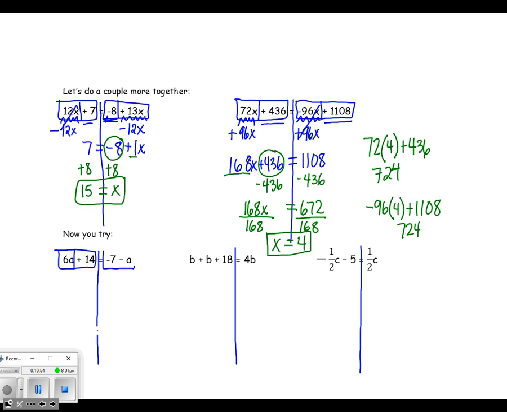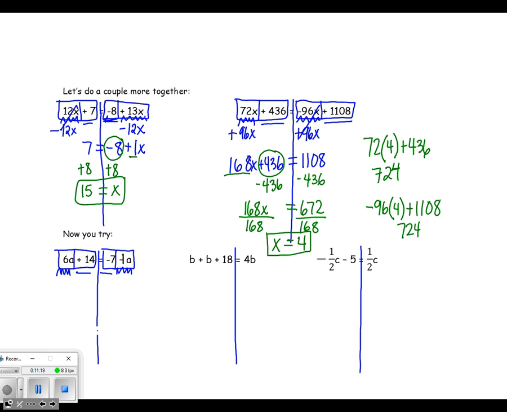6a plus 14, -7 minus what? Minus 1a. Don't forget that we have that secret one there. Okay, so I've got variable, constant, constant, variable. I've got my two variable terms. I don't have anything I need to combine. My two variable terms, 6a and -1a.